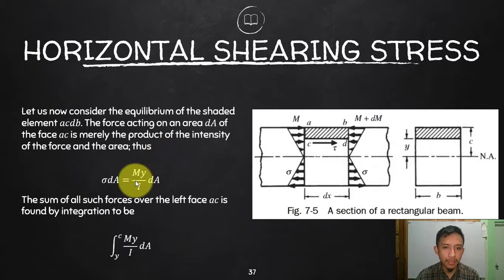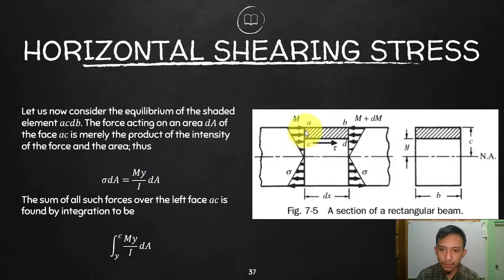And then of course, if you want, we can now multiply the area by the stress to convert that into a force. So look at this. Let us now consider an equilibrium of the shaded element ACDB. This is the element that we are trying to investigate. This rectangle here is the side view and this is the cross-sectional view. The force acting on the differential area dA of the face AC is merely the product of the intensity of the force and the area.